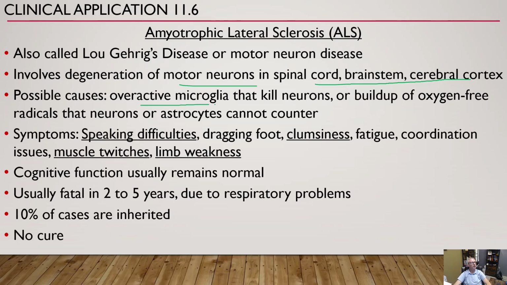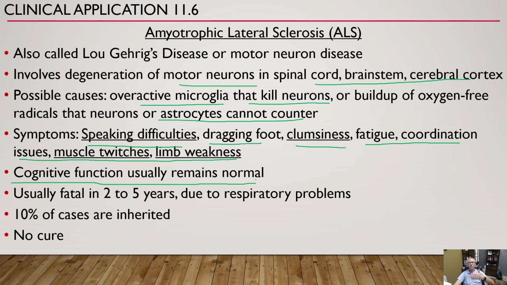Basically, you have some overactive microglia. That's part of your central nervous system, neuroglia, your supporting structures. They're going to kill your neurons, and your astrocytes can't counteract. Symptoms include speaking difficulties, dragging your foot, clumsiness, fatigue, coordination issues, muscle twitches, and limb weakness. Basically, it doesn't affect your brain at all. Your cognitive function usually remains normal.